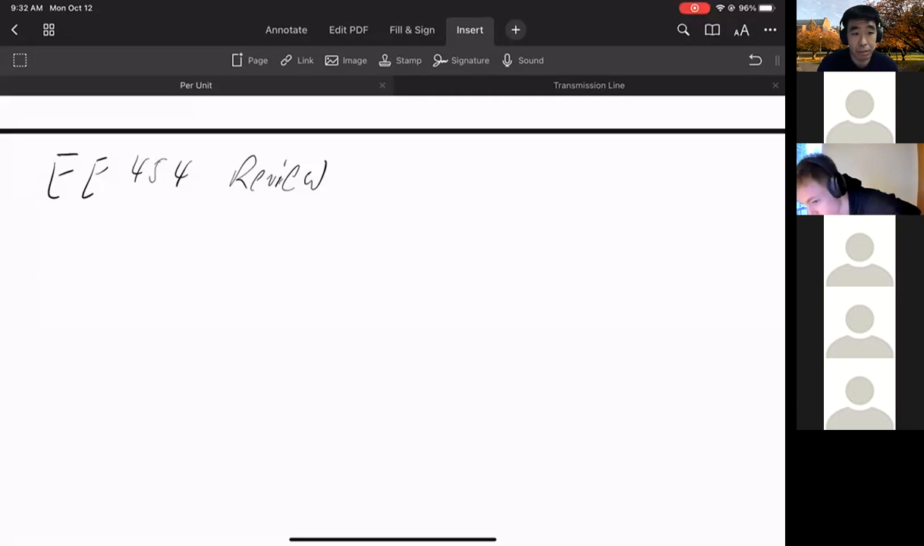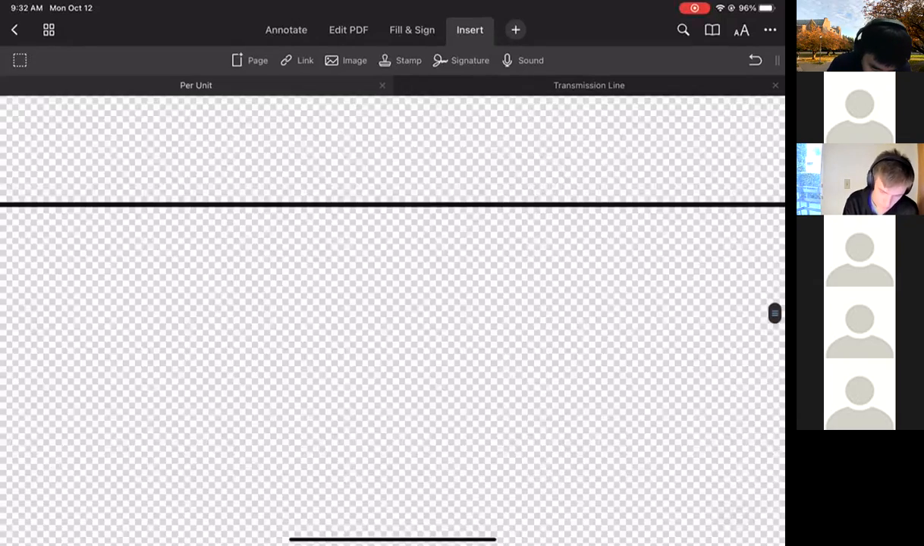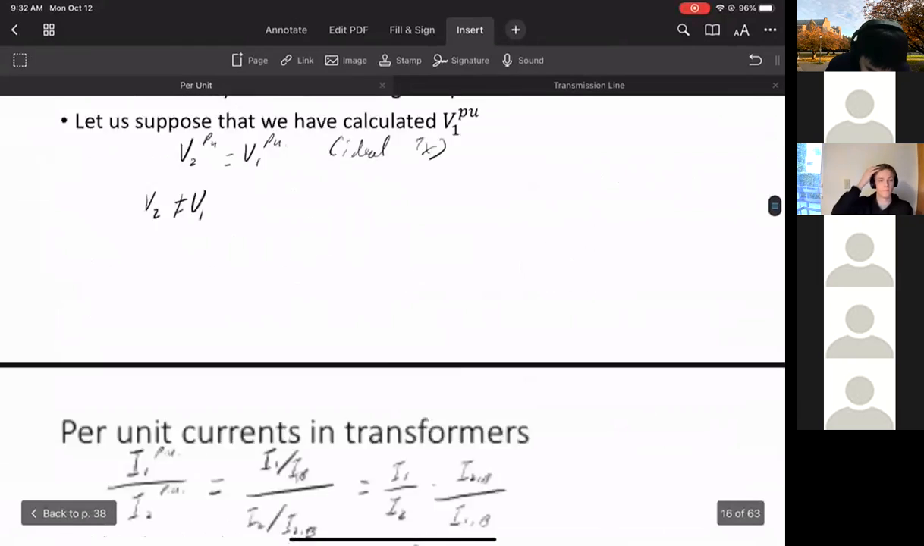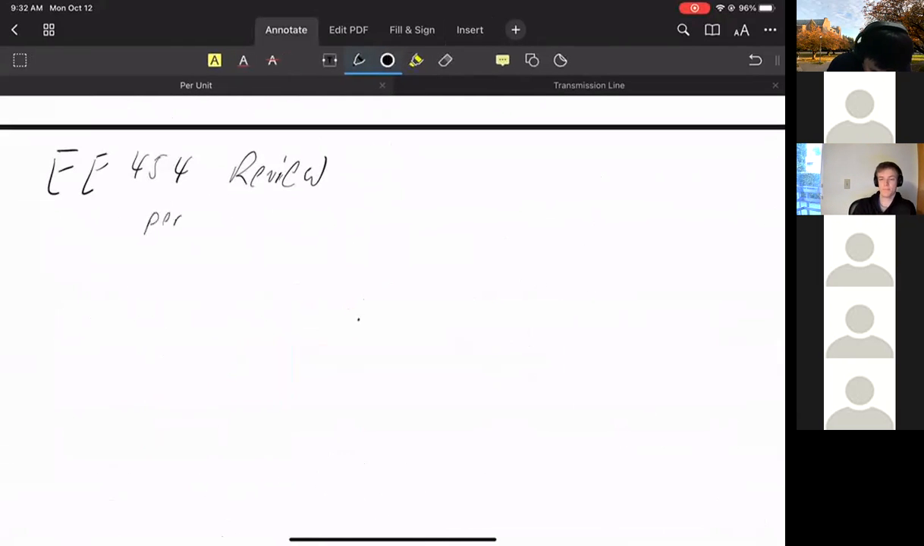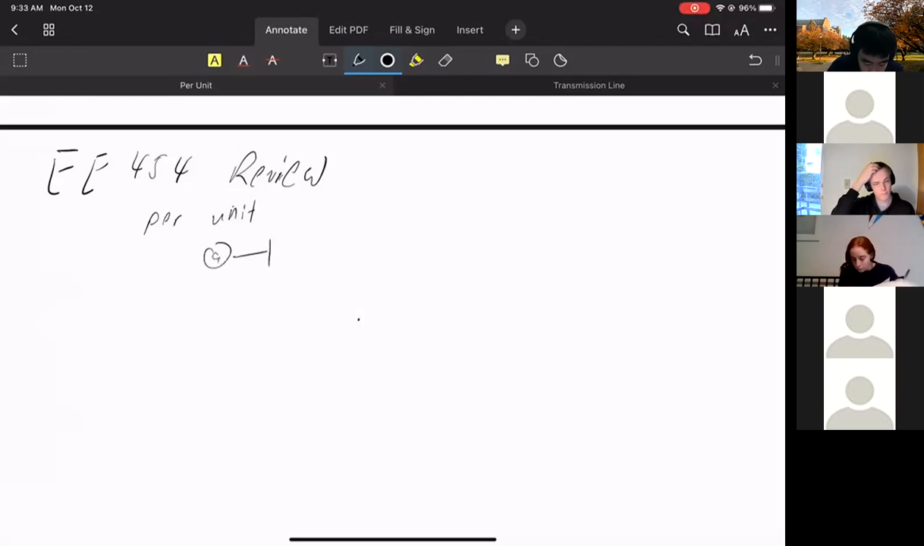Right, so let's first do a review of last time. Last week we covered the per unit system. The per unit system basically is a way of working with different voltage and power levels in the system, right? Last time we saw an example: you have a generator connected to a transformer, connected to a transmission line, connected to another transformer, then connected to a load.